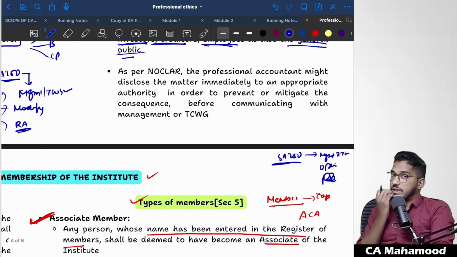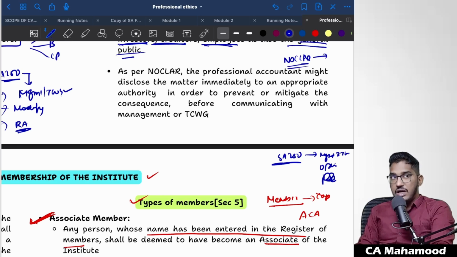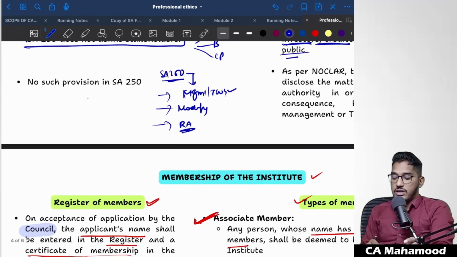But in NOCLAR, they have told one provision. They say that under NOCLAR regulations, if you find any non-compliance, and you feel that if I communicate this non-compliance to the management or those charged with governance, that will not be a good scenario, then what I can do is, instead of communicating with the management and those charged with governance, directly I can go and communicate with the regulating authority to minimize the consequences. In NOCLAR, there is a power given to you, in case you find any non-compliance, instead of first communicating with the management or those charged with governance, you can directly communicate that matter with the regulating authority in order to mitigate the consequences. But that provision is not there under SA 250.